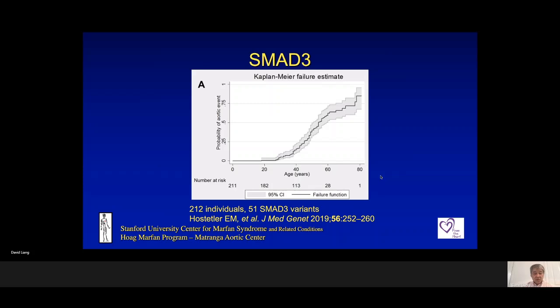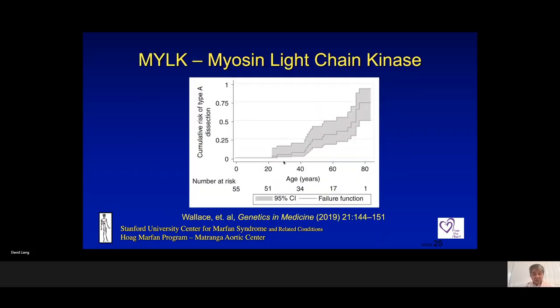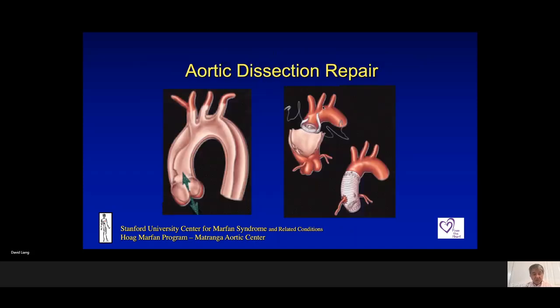And then other conditions where size of the aorta is less predictive, like SMAD3 and myosin light chain kinase, we can see that we can use age, where dissection is very, very unlikely before the age of 30 or 35. So we can use age as a guidance in this population. So again, myosin light chain kinase.